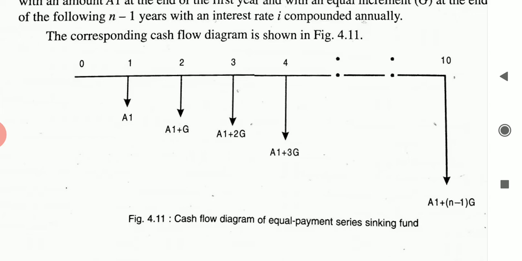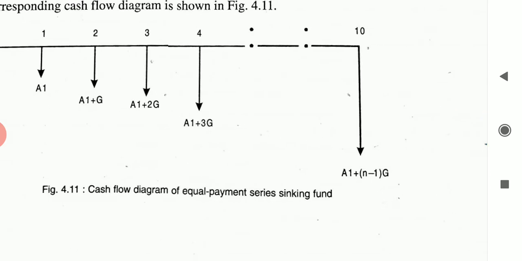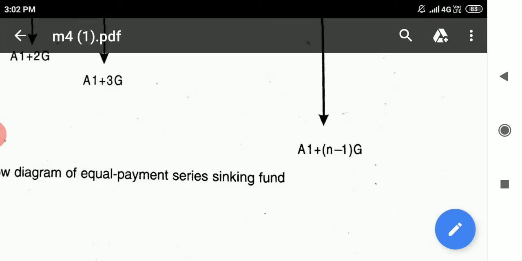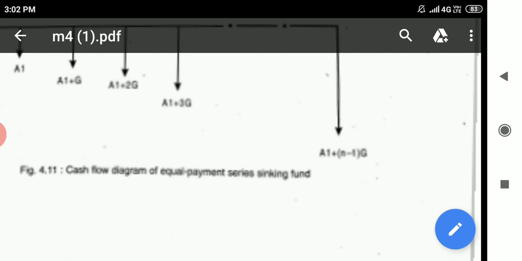In the first year, the gradient will be 0. In the second year it will have G, the constant 1, and in the third year it will be 2G, fourth year 3G, continuing, and the nth time it is A1 plus (n minus 1) G.